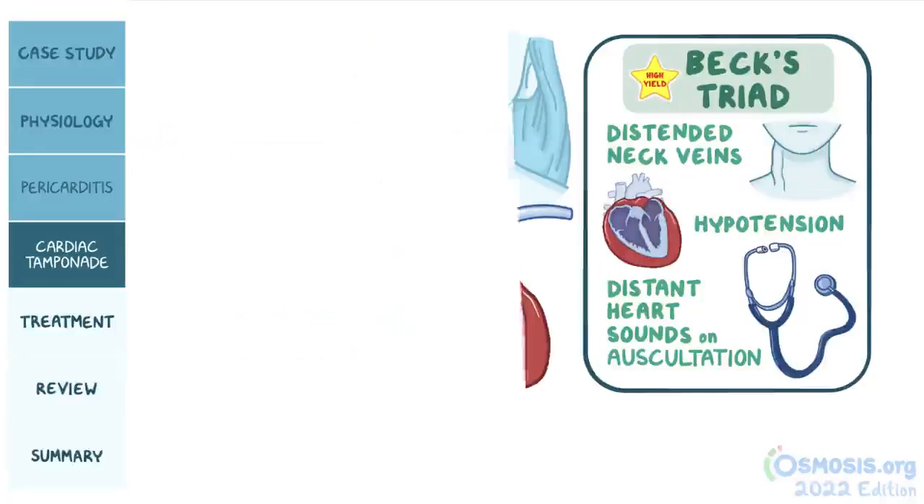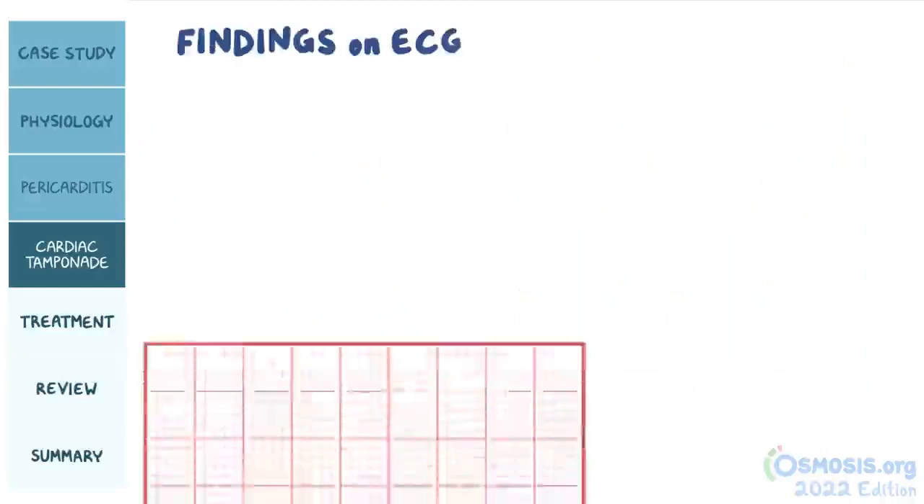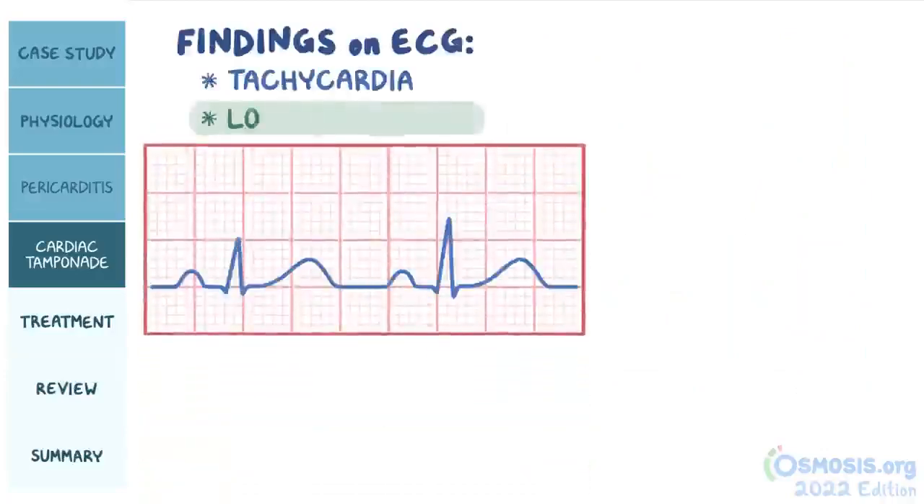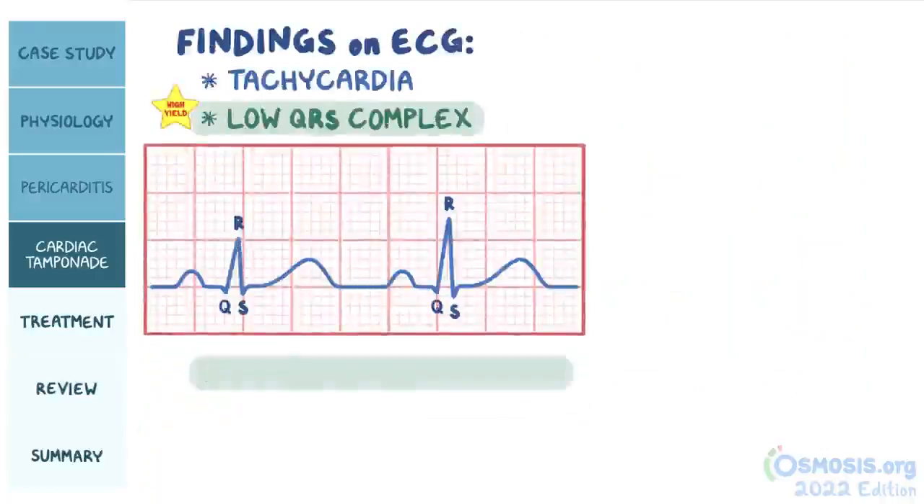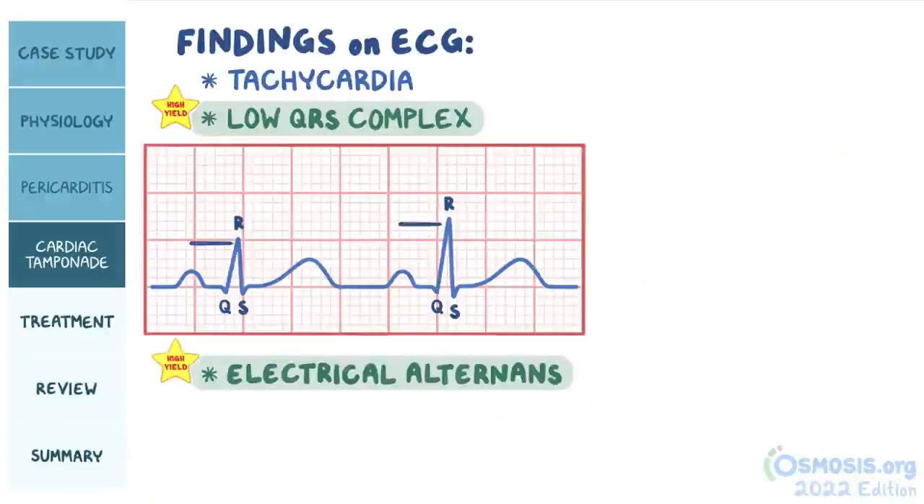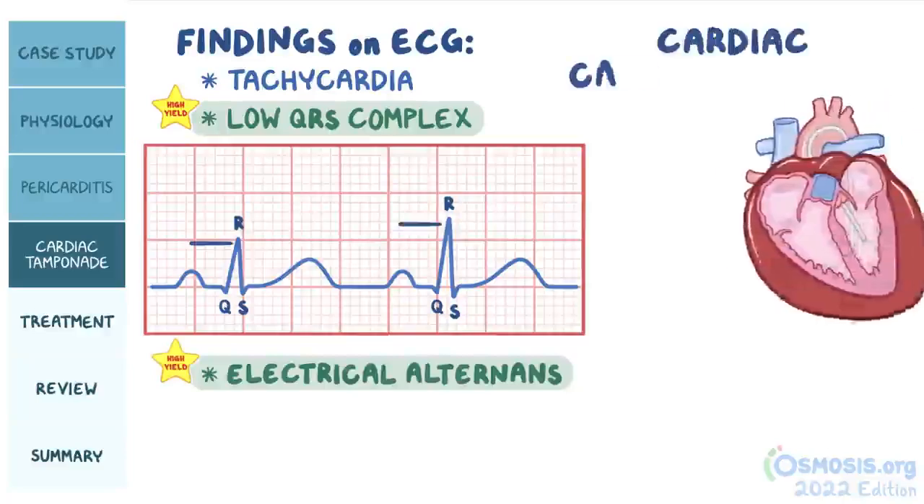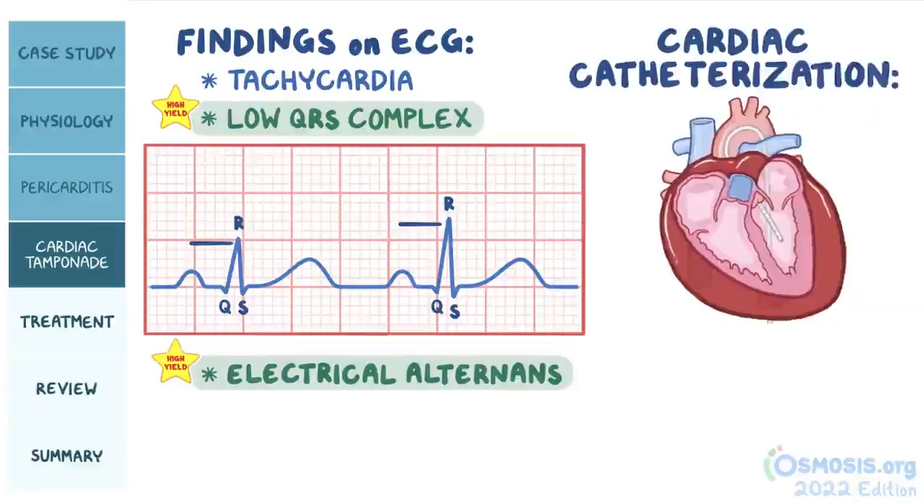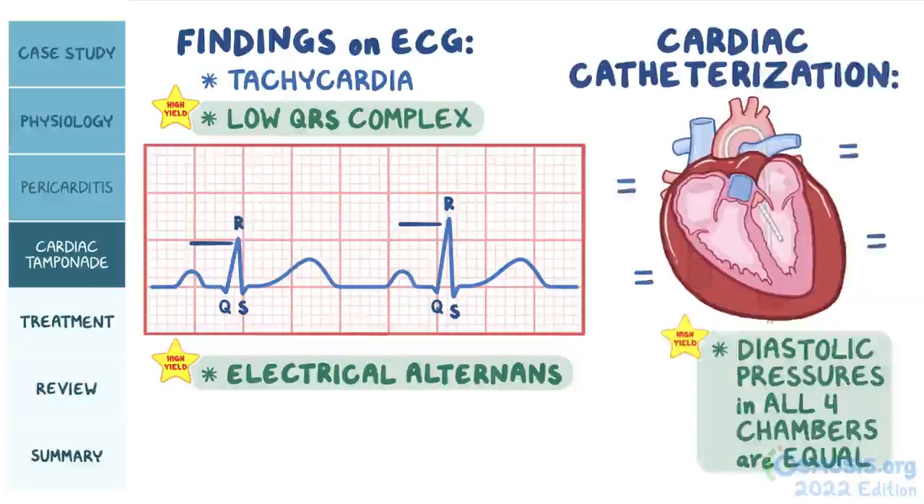In cardiac tamponade, classic findings on the ECG include tachycardia, a low QRS complex, and electrical alternans, which is when the QRS complexes have different heights. This happens because the heart moves abnormally within the pericardial cavity, which leads to strange readings in the electrodes. Cardiac catheterization measures the pressure inside the cardiac chambers, and in case of tamponade, the diastolic pressure in all four chambers is equal.